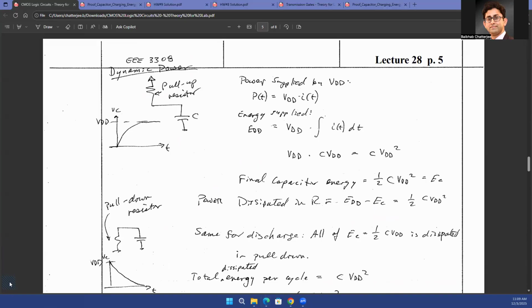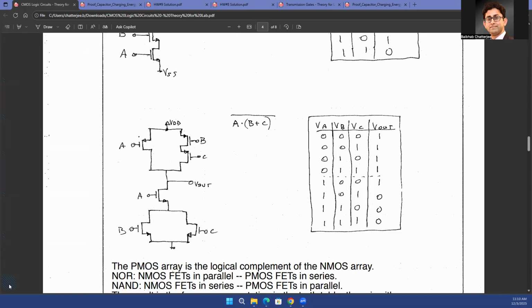So in terms of dynamic power, how much power are you going to consume? For the pull-up network, what it is doing is charging up the capacitor at the output. Whatever pull-up network you design, that's charging up the output capacitor. And whatever pull-down network you design, that will be discharging the output capacitor.